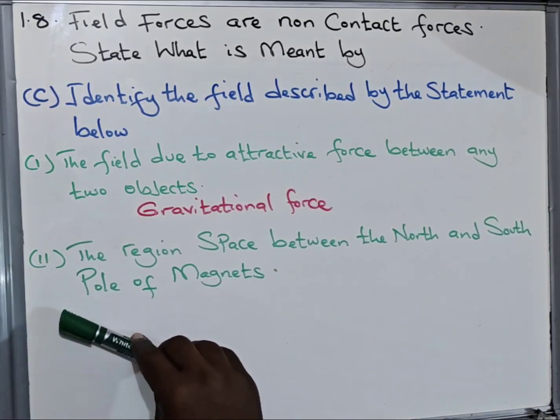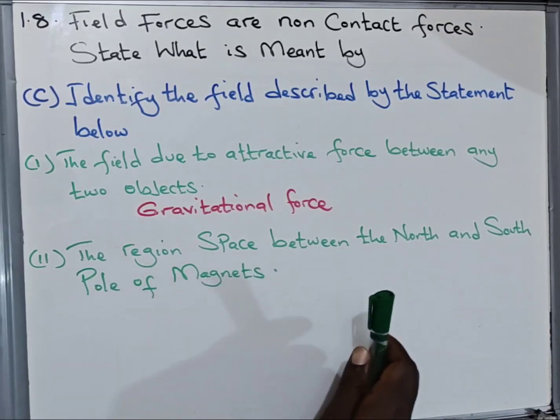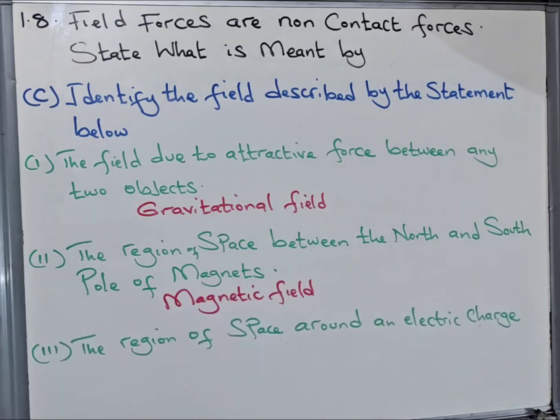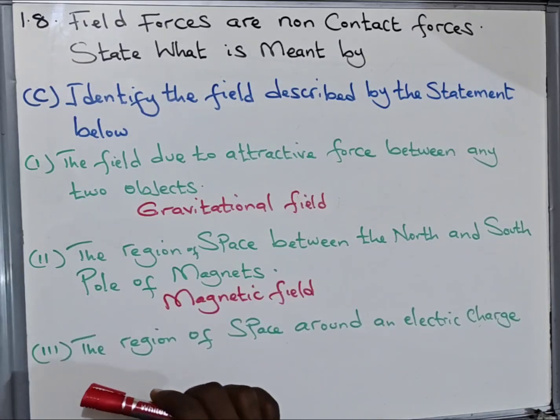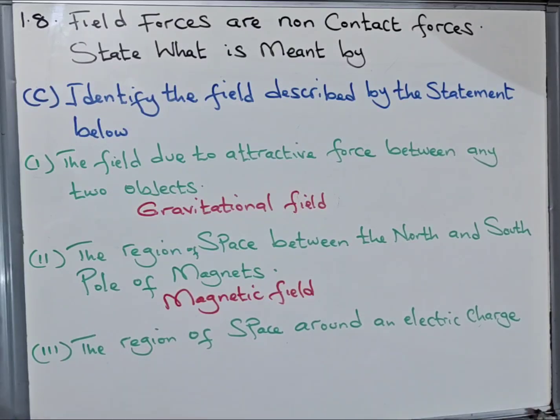Then we come to this question. It says, the region of space between the north and south pole of magnets. What do you call that field? That is magnetic field. Then we come to this one. The region of space around an electric charge. How do you call that field? We call it electric field. That is that.